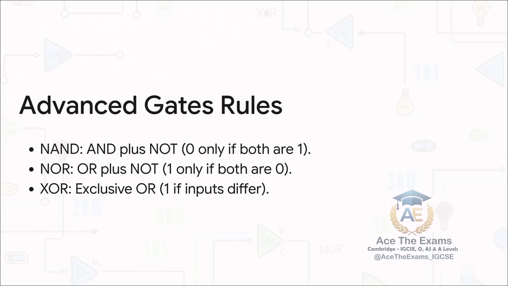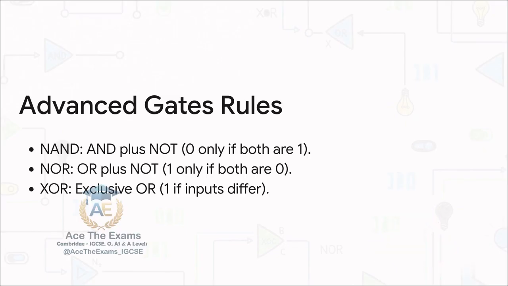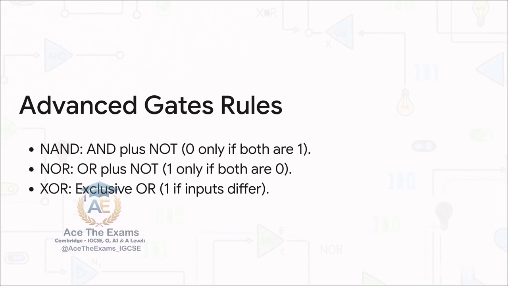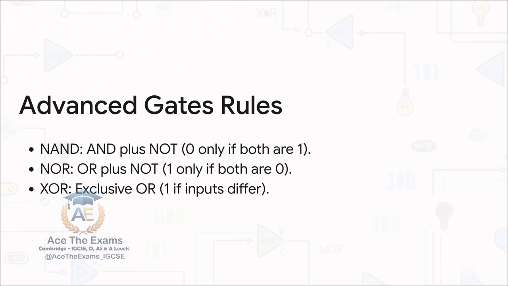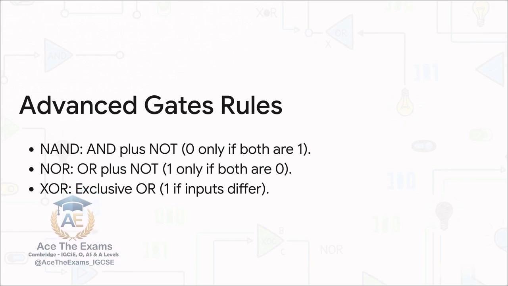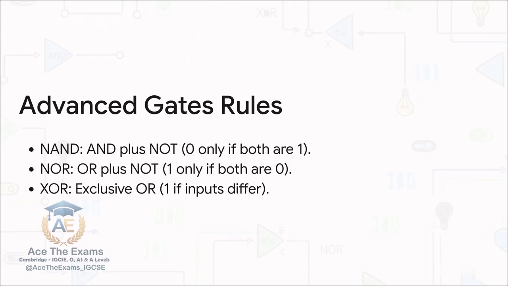A NAND gate, which stands for NOT AND, is literally an AND gate fused with a NOT gate. Because a normal AND gate only ever outputs a 1 when both inputs are 1, the NAND gate does the exact opposite. Its output drops to 0 only when both inputs are 1. In every other scenario, it pumps out a 1.